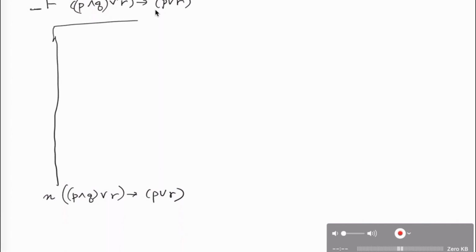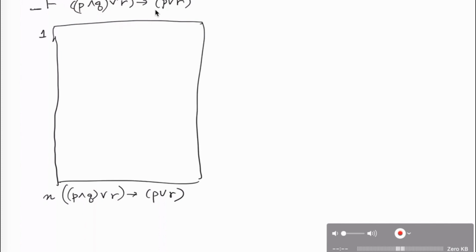Okay, so let's look at the next problem. Here we are given this problem. So how do we prove this? Again, the last line should be the formula that you are given. So I'm copying that formula. Now, in order to prove this, we don't have any premise here, but we can try to prove using the first strategy that I introduced, the box.